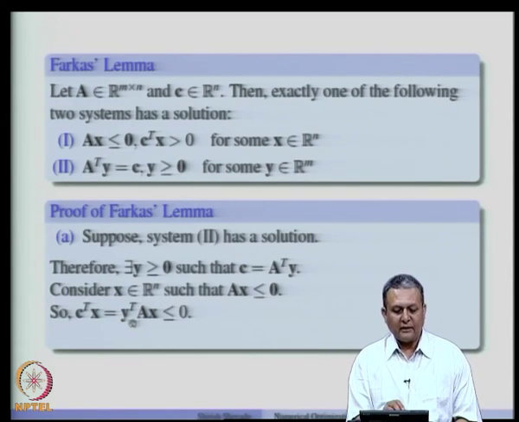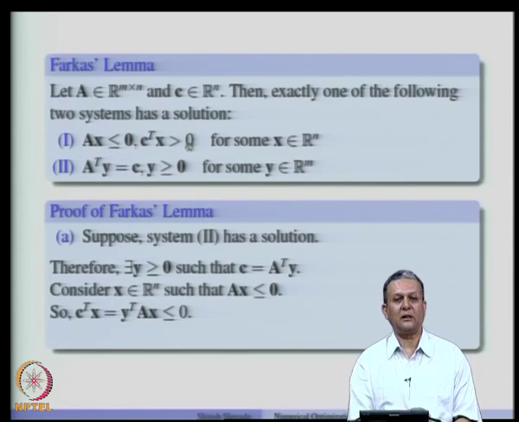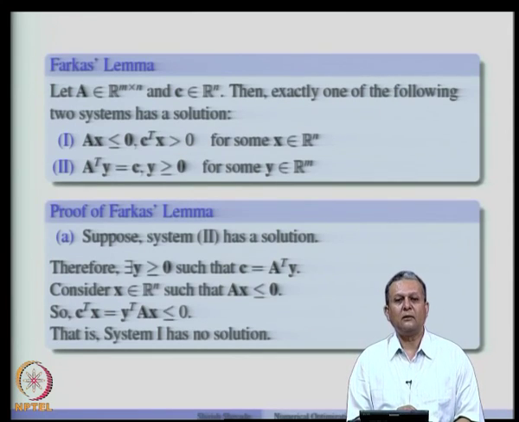Now, C transpose x is nothing but y transpose Ax, okay. And we know that Ax is less than or equal to 0 and y is greater than or equal to 0. So, y transpose Ax is less than or equal to 0. So, if we consider any x such that Ax is less than or equal to 0, then definitely C transpose x has to be less than or equal to 0. Which means that we cannot find x where Ax is less than or equal to 0 and C transpose x greater than 0. So, system 1 has no solution.